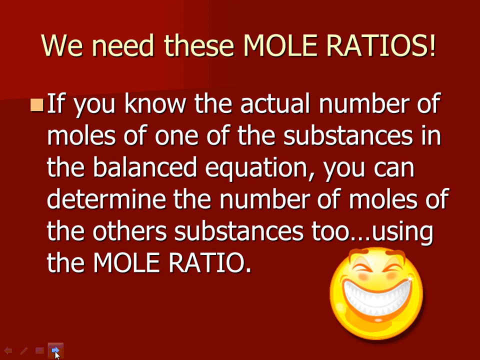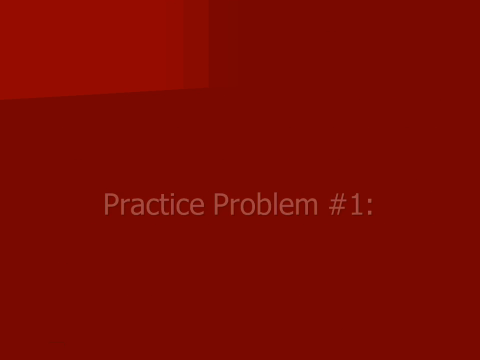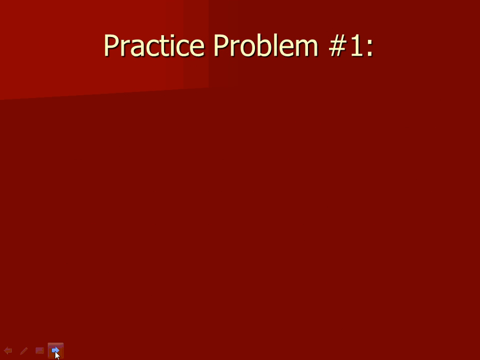So if you know the actual number of moles of one of the substances in a balanced equation, you can determine the number of moles of the other substance too using the mole ratio. So let's look at an example, and I think you'll see it's going to make sense, and it's fairly simple.